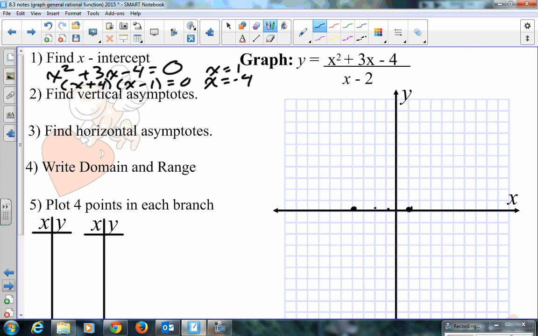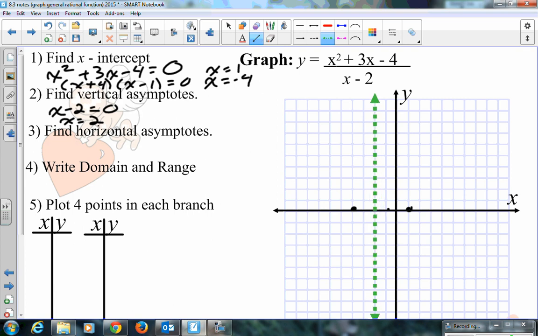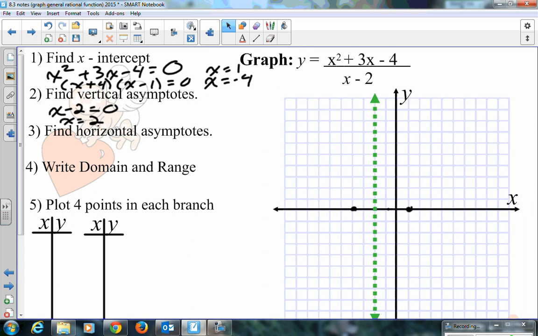So finding vertical asymptotes, I say the denominator is equal to 0. So that gives me that x equals 2. It's a vertical asymptote. Let's draw that one. Nope, not there. Moving over. So there's x equals 2. Well, that's kind of interesting. There's no real symmetry showing up just yet. Usually these have some kind of symmetry. Now remember, there's no horizontal asymptote.